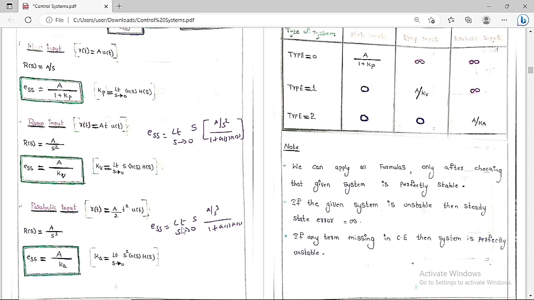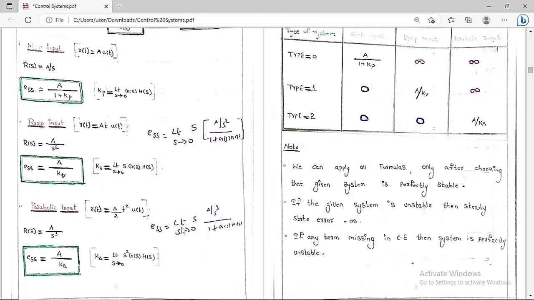So therefore, finally I can say, for a step input R of t is equal to A into U of t, the steady state error is equal to A by 1 plus Kp, where Kp is equal to limit s tends to 0, G of s H of s. And for ramp input R of t is equal to A t into U of t, the steady state error is equal to A by Kv, where Kv is equal to limit s tends to 0, s into G of s H of s. And for parabolic input R of t is equal to A by 2 into t square into U of t, the steady state error is equal to A by Ka, where Ka is equal to limit s tends to 0, s square into G of s H of s.